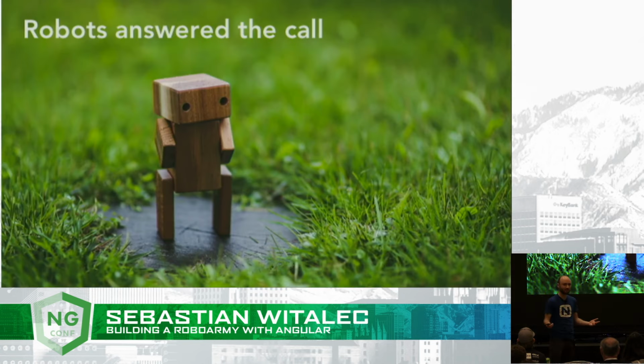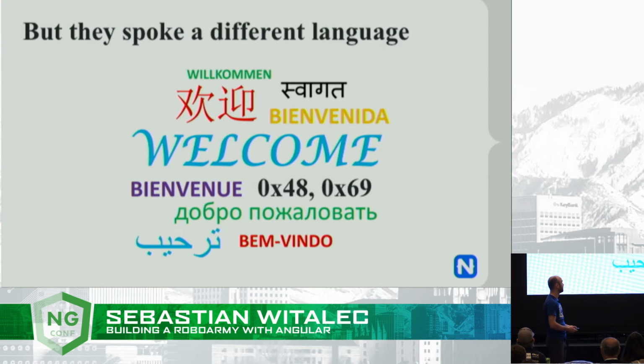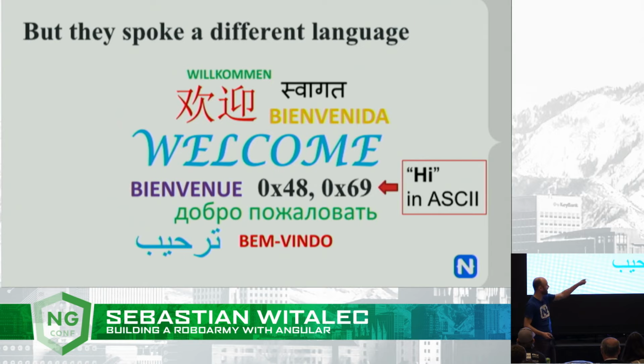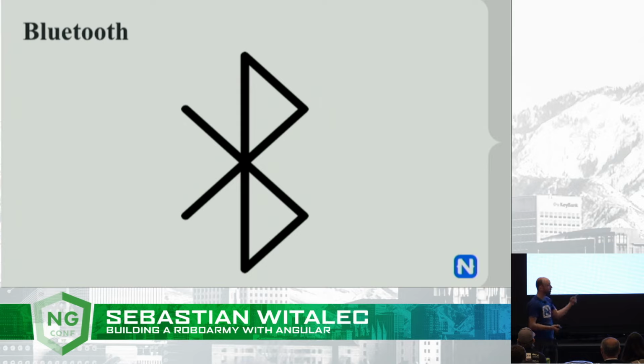So the robots answered the call, but there was a problem. They were speaking a very different language to our language, right? They came, said hi in ASCII, and we were like, whatever. So the thing is that all the robots, they speak Bluetooth language, right?